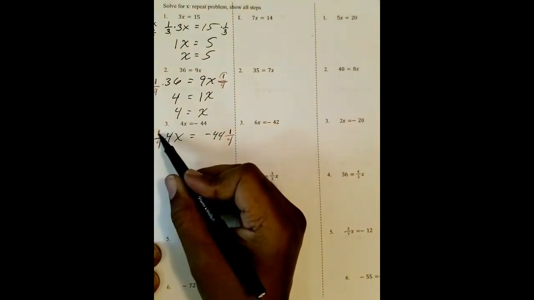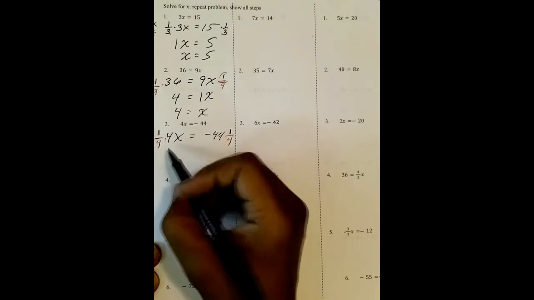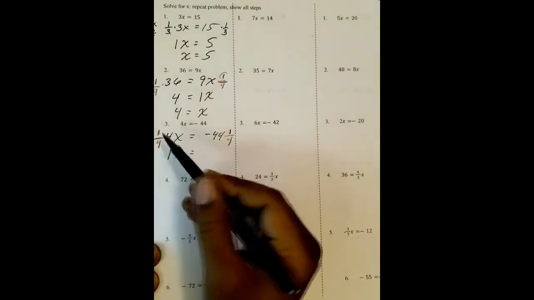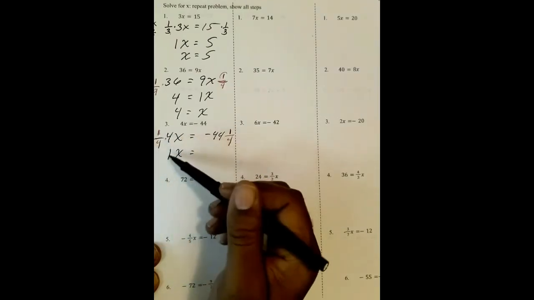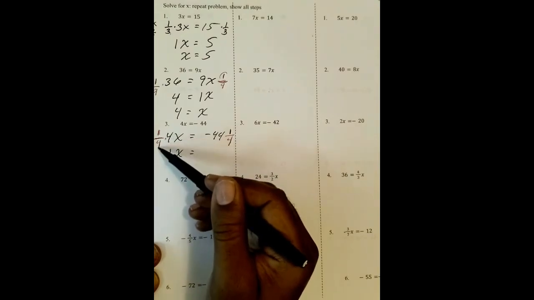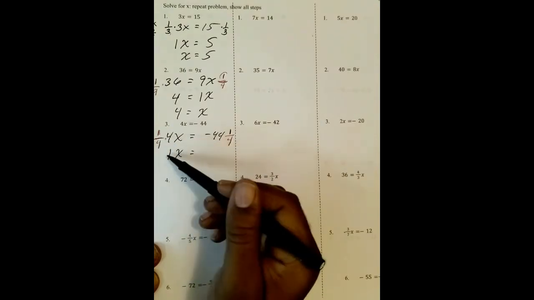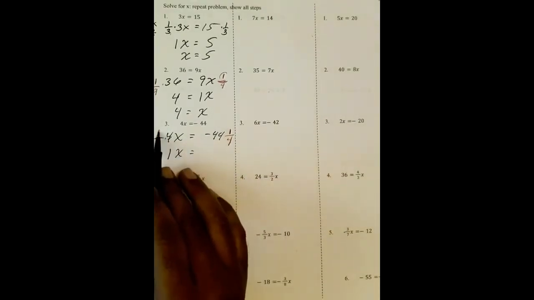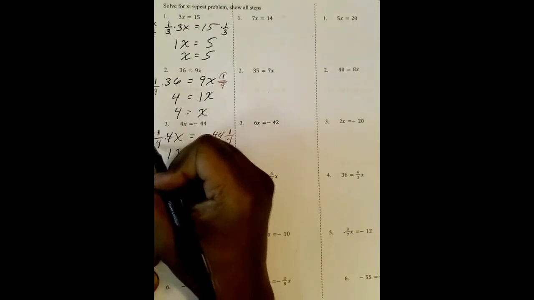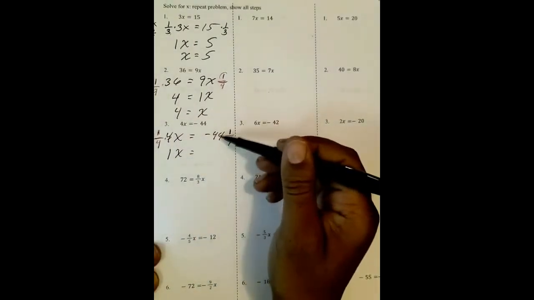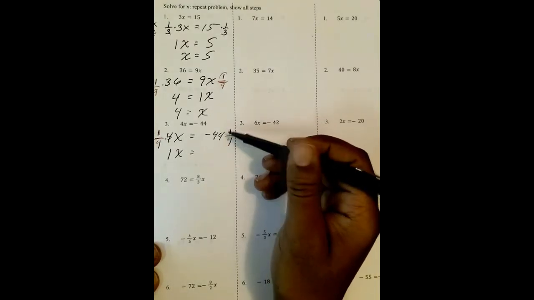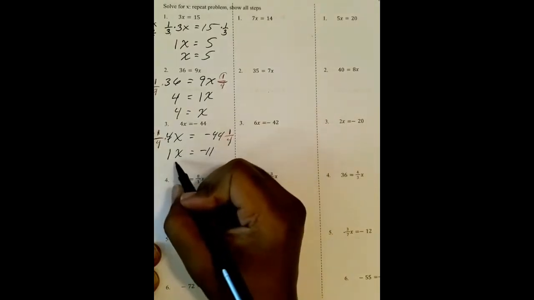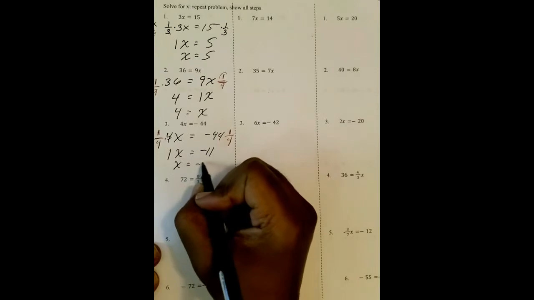Okay, now let's work. So 4 times 1 is 4, and then divided by 4 gives you 1x. Now, note that I said 4 times 1 first, and then I did the division second. You can do the division first and still get 1x, because 4 divided by 4 is 1, and then 1 multiplied with 1 is 1. So whether you do the multiplication first or the division, you'll still get the same answer. All right, so here, negative 44 times 1 is negative 44. And negative 44 divided by 4 is negative 11. So 1x equals negative 11 means x is negative 11.